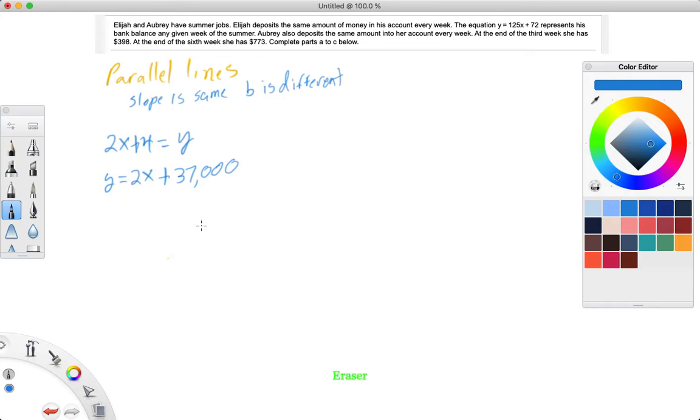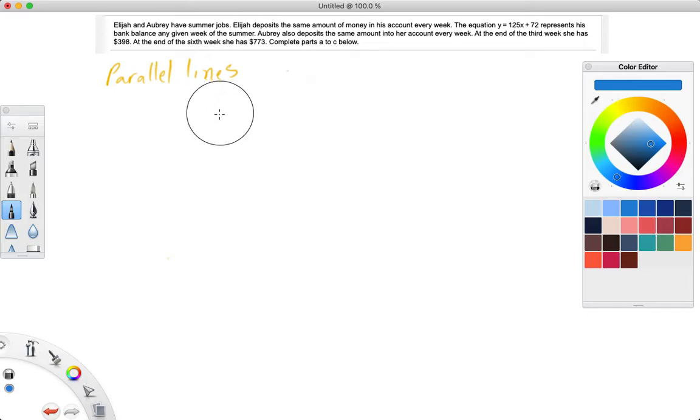Okay, let's look at this example problem. It's a little bit more involved. Okay, so we have Elijah. This actually has multiple parts, but it didn't list the parts. Elijah and Aubrey have summer jobs. Elijah deposits the same amount of money in his account every week. You could put yourself here. You have a summer job and you're going to get money for it. And that would make you happy, right?